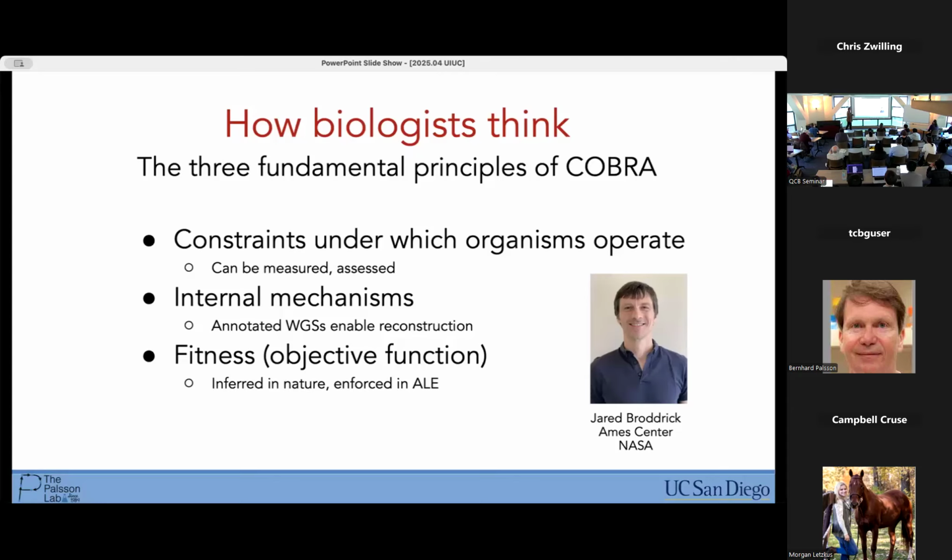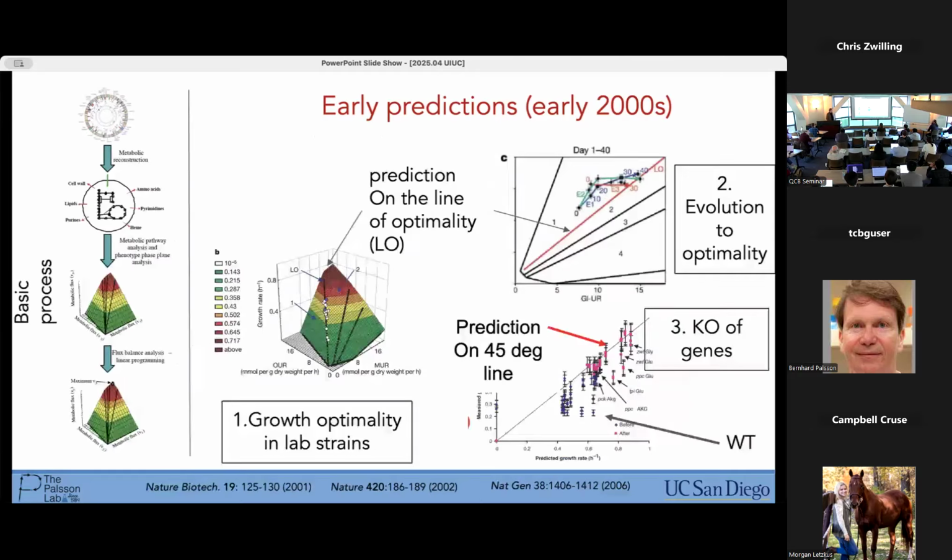And then inherent in biology is a notion of optimality, adaptation, evolution, and all sorts of things. And when Jared pointed this out to me, I made this slide. Because these models represent this. And so when biologists ask questions, they can very often be answered by these simple models. And here are early examples of this.